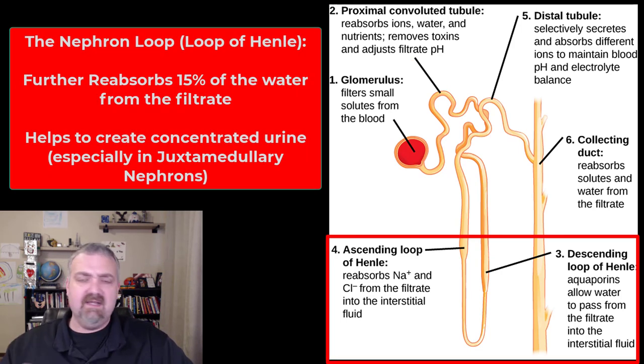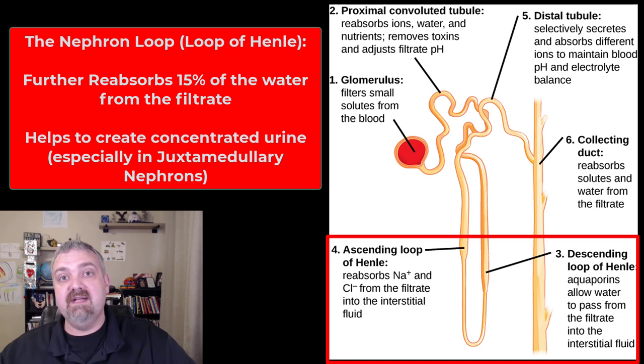Then we have the loop of Henle. It's more complicated than this, but with the loop of Henle, primarily think the further reabsorption of water. We reabsorb 70% of those 50 gallons of fluid going through the nephrons at the proximal convoluted tubule. You'll reabsorb another 15% of the total here. Remember, there are two types of nephrons, cortical nephrons. Cortical nephrons have short loops of Henle, so they're not going to reabsorb that much water. But your juxtamedullary nephrons, even though they're only 15% of the total, have really long loops of Henle, so they're going to really concentrate your urine. All right, so loop of Henle, think further reabsorption of water and the concentration of your urine.